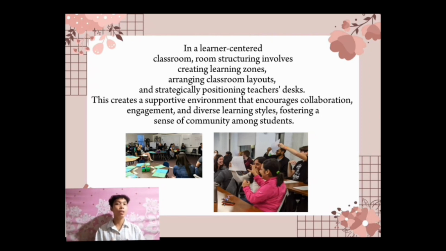Number one is the learning zones. It creates distinct areas for different activities, such as a reading corner, group workspaces, and a technology station. The second one is the classroom layout. It is about arranging the desks or tables to facilitate interaction and collaboration, promoting a sense of community among students. The third one is teacher accessibility. Position the teacher's desk strategically to allow easy access to students and promote a supportive, approachable atmosphere.